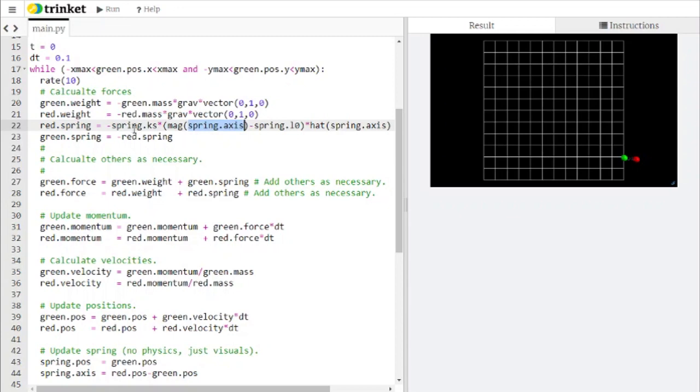And so basically we set it up as the spring stiffness times the amount that the spring has been stretched by. Remember, it's not the distance between the two, it's the amount that the spring has been stretched by. So we're just taking the magnitude of the spring's current length minus the spring's natural length.